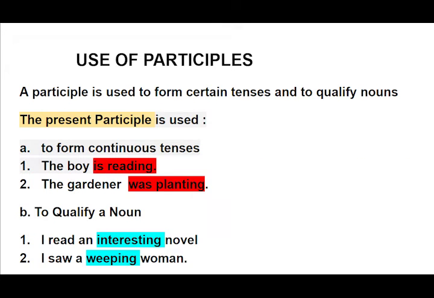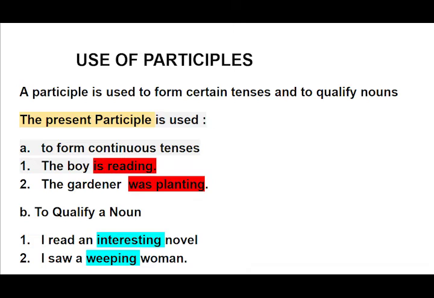Now, let us see the use of participle. A participle is used to form certain tenses and to qualify a noun. The present participle is used to form continuous tenses, that is, present continuous or past continuous. For example, the boy is reading. Here, is reading is present continuous tense. Look at the second sentence. The gardener was planting. Here, was planting is past continuous tense.